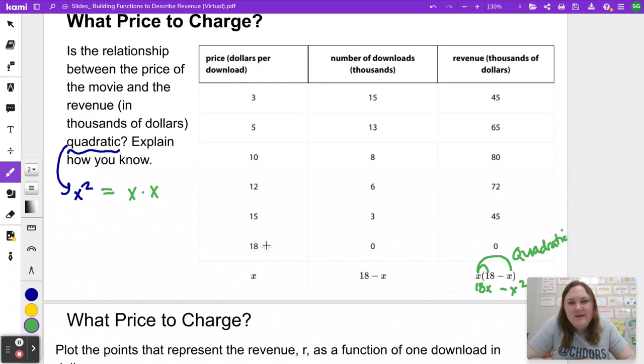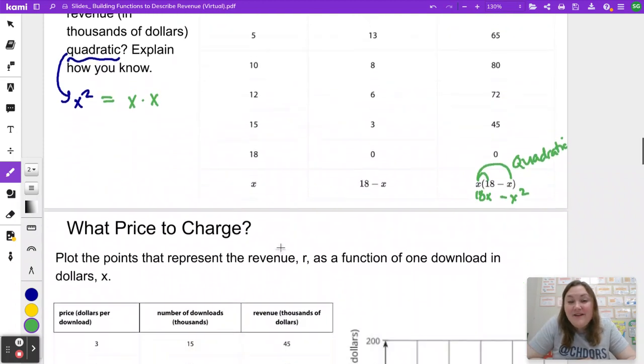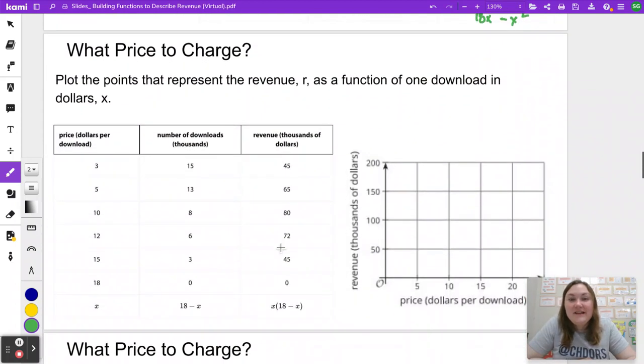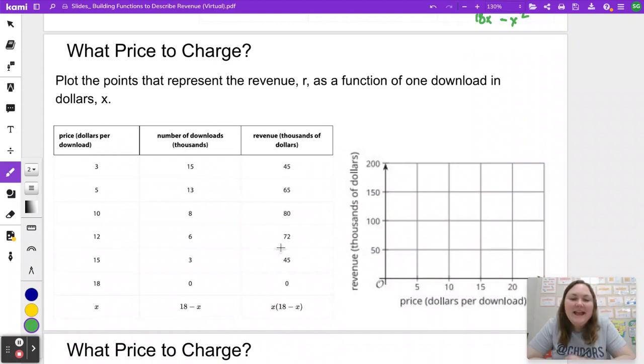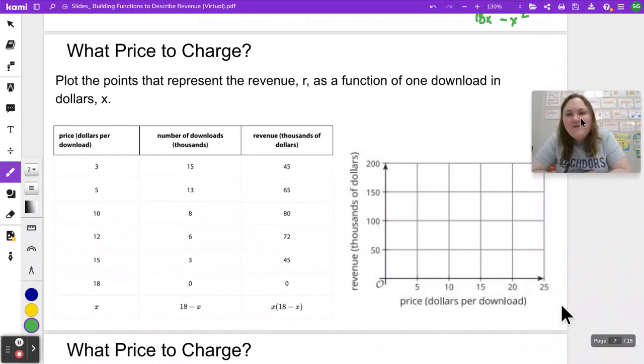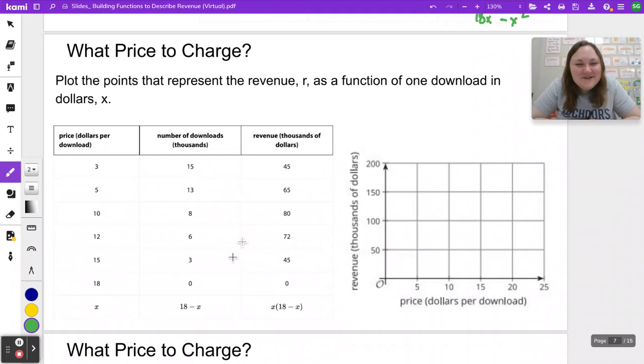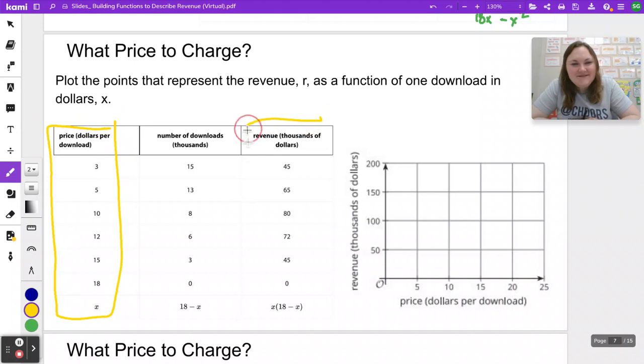Also, when you think about revenue, even if the numbers are a little different, when we go to graph it, it's going to look the same for a lot of different situations, not just this one. In order to graph this, we are going to be using some of these numbers from that table we made. It says plot the points that represent the revenue as a function of the download in dollars. So I'm really focused on the price and the revenue, not so much that middle row.